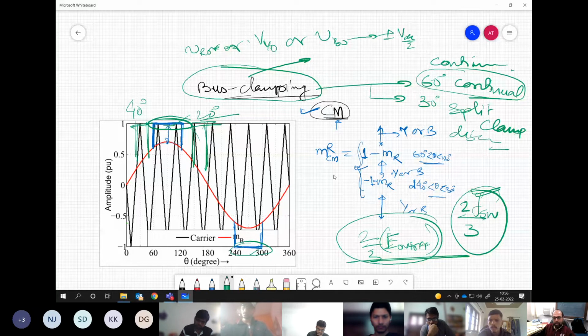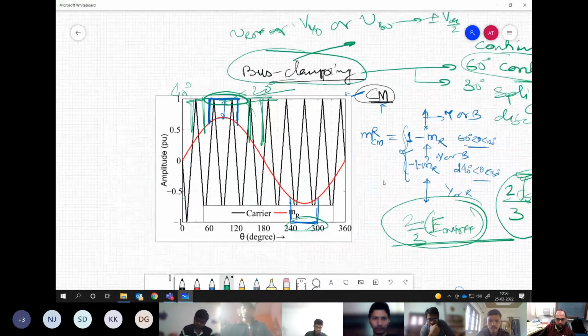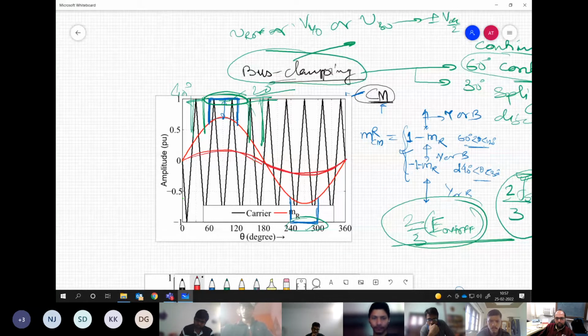Now, for which system is it advisable to do continuous clamp and for which system is it advisable to do split clamp? You can understand this if I draw the current waveform, which is almost in phase with the voltage. Obviously the current is higher in this zone, the 60-degree middle of the waveform. So if you do clamping here, we can effectively reduce a lot of losses because current is high over here. Understanding my point, Ashish? Yes, sir.